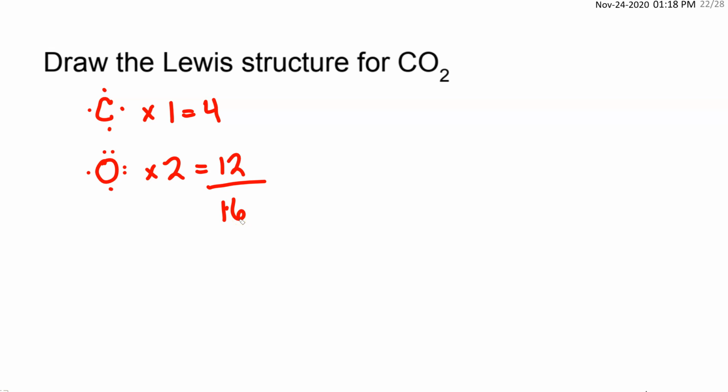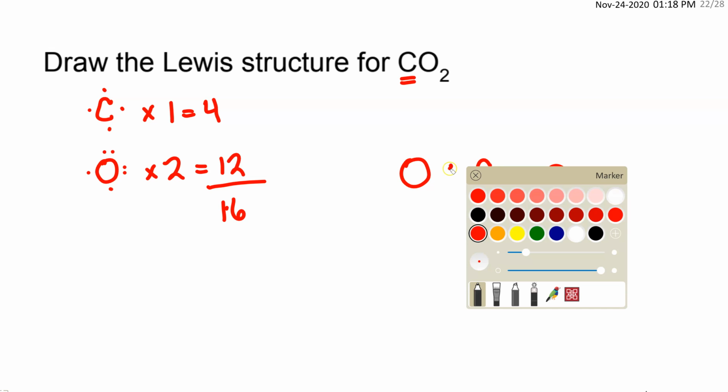Next step is to draw the skeleton structure. Since carbon is in the front, it goes in the center, and the oxygens go on either side of it, because we want the molecule to be balanced. Next step is to connect the outer atoms to the inner atoms using a bond. Remember, a bond is a single pair of electrons.